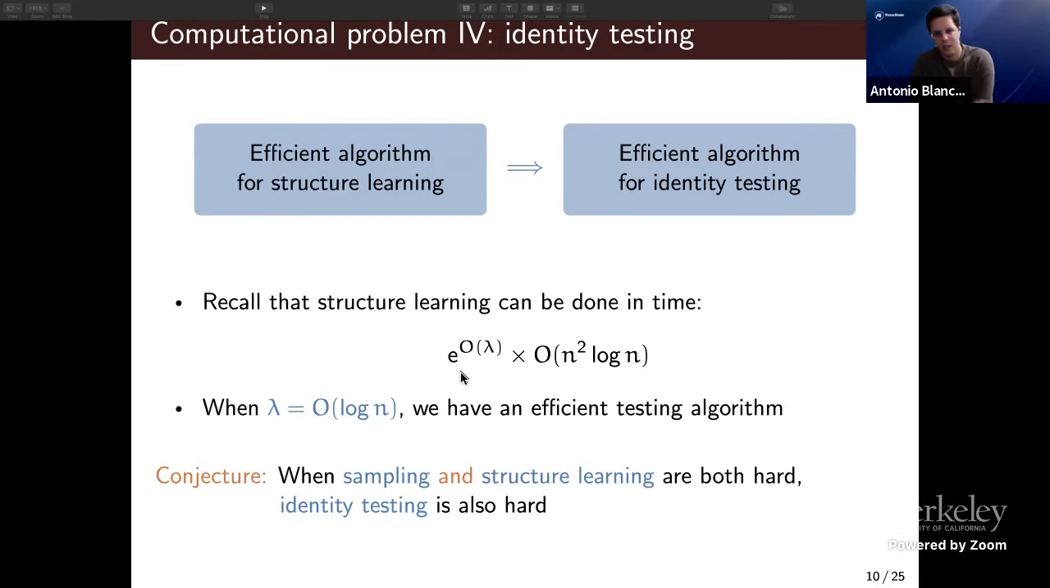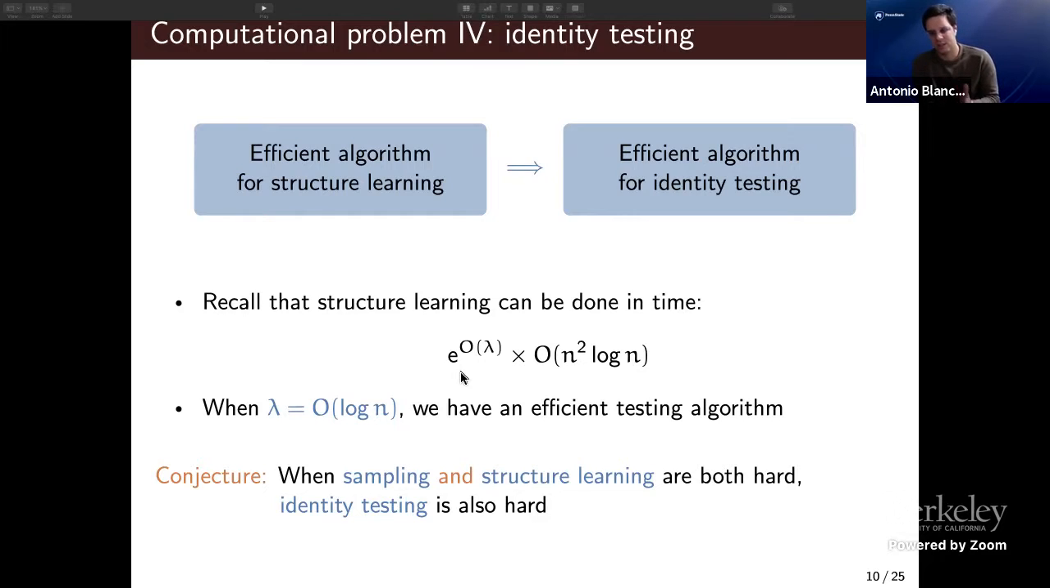And here is a conjecture of my collaborators and myself after studying the hardness of identity testing for spin systems. We started to get this sense that whenever sampling and structural learning are hard, identity testing is also hard. One side of the implication is clear. When we can sample, we already know that we can test, and if we can do structural learning, we can also test.